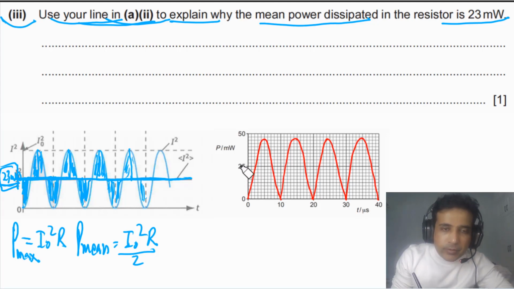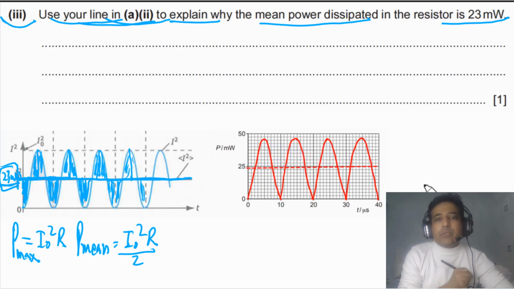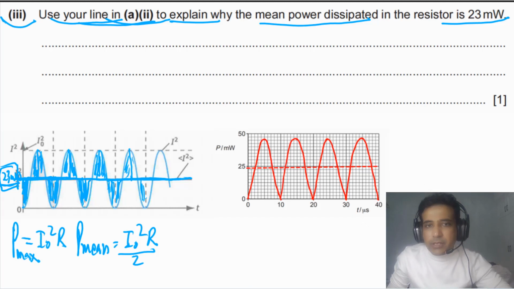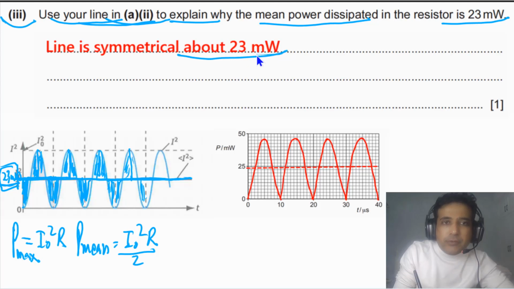So 23 will be around here, about here. So it is symmetrical about this part. So simply you can say in this case the line is symmetrical about 23 milliwatts. If you write this point, you will get 1 mark, and that is the B mark. So this mark will be a B mark.